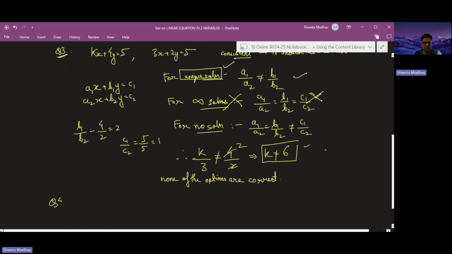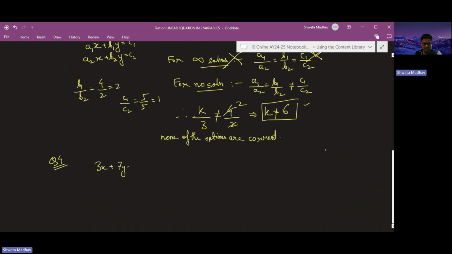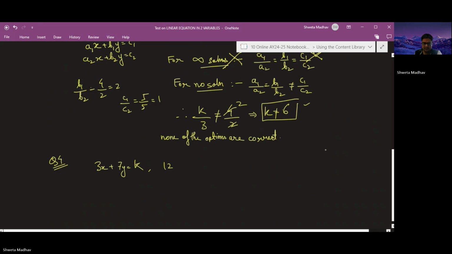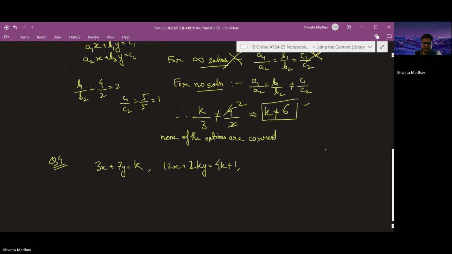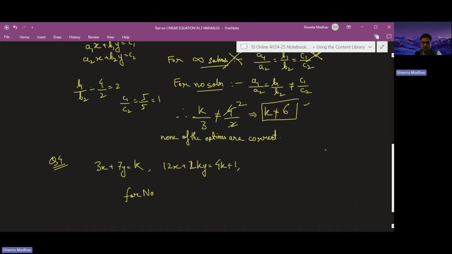Then, in question number 4, I've been told that the pair of linear equations 3x plus 7y equals k, and 12x plus 2ky equals 4k plus 1, do not have any solution if they will not have any solution.